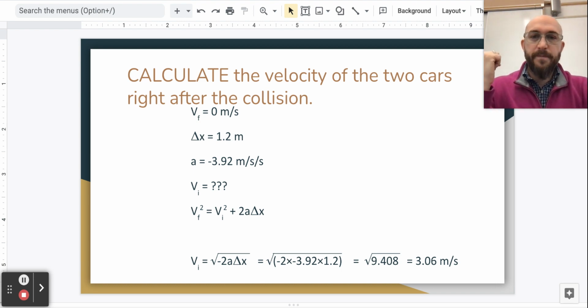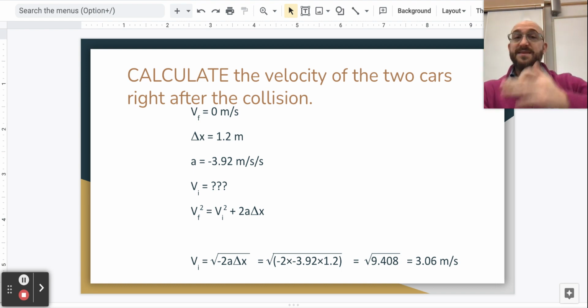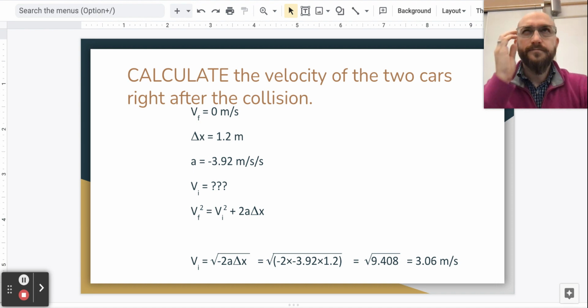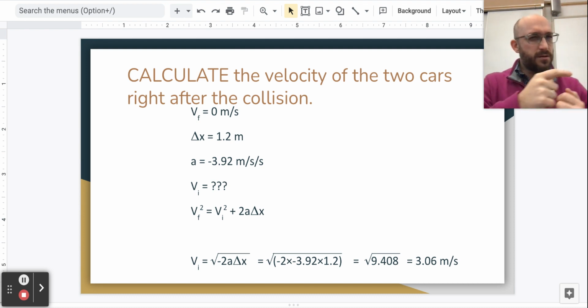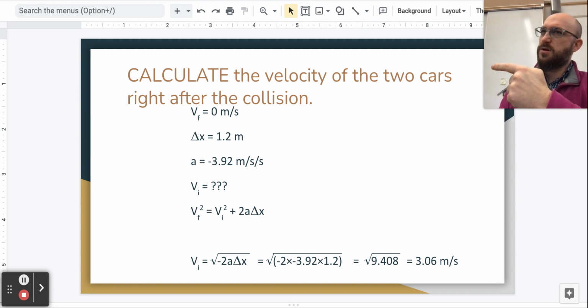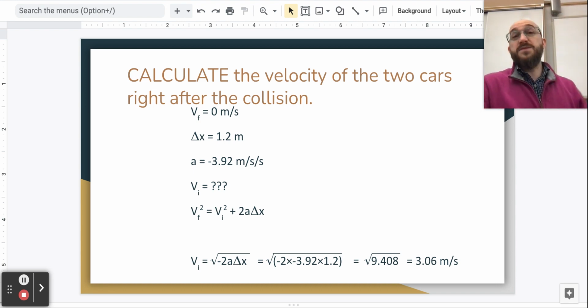Right after the crash, at the beginning of the skid, what was that velocity? Well, we're going to use this equation: Vf squared equals Vi squared plus 2 times a times delta x. That's from unit 1. I rearranged it for you there at the bottom. You plug in your numbers, you get an answer: 9.408. You have to remember to take the square root, which gives you 3.06 meters per second. But now I have to remember, is this 3.06 meters per second forwards or backwards? In this case, forwards, so it would be positive 3.06.